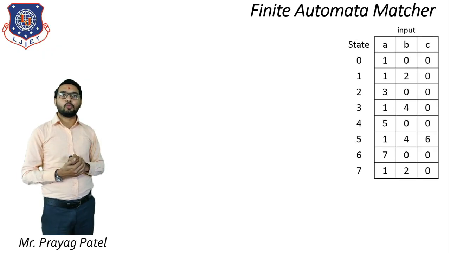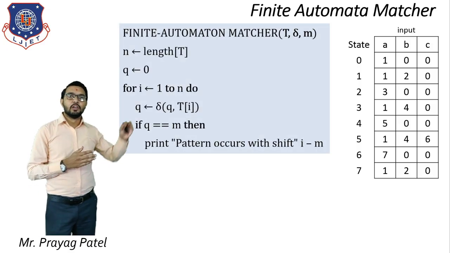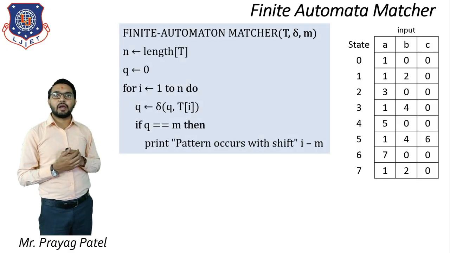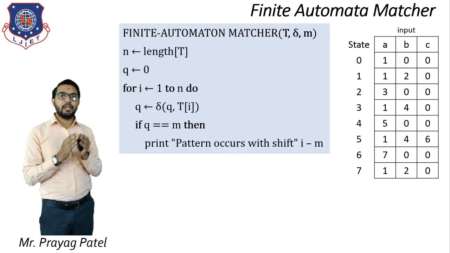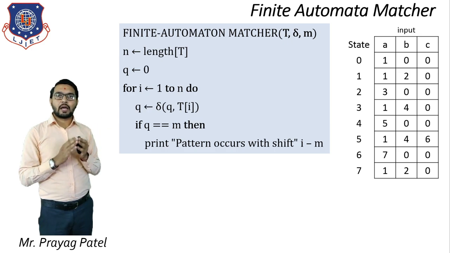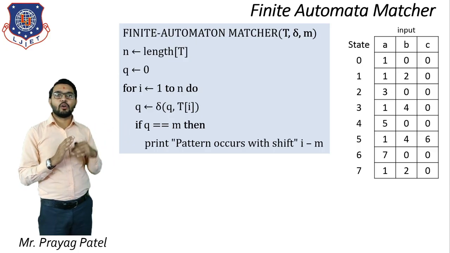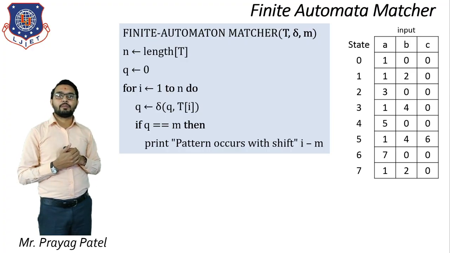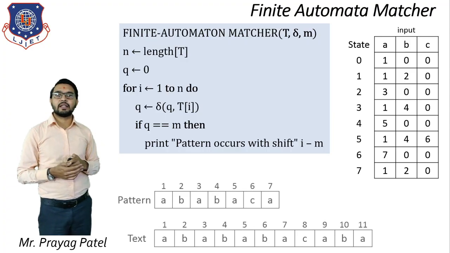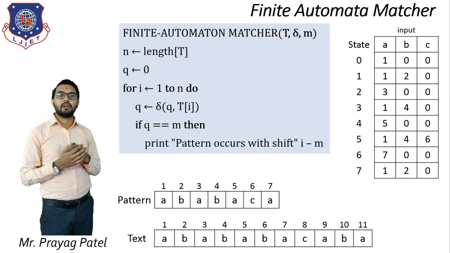Now using the finite automata you want to match your text with your pattern. So for matching purposes you can use the second algorithm, which is called the finite automata matcher. So here in this algorithm consider T, delta and M as your arguments. T means text, M means length of the pattern and delta is a function. We already found the delta table here as a transition table. Now N equal to length of T, the text length. Here consider pattern locations 1 to 7 and text locations 1 to 11. So consider text length N equal to 11.